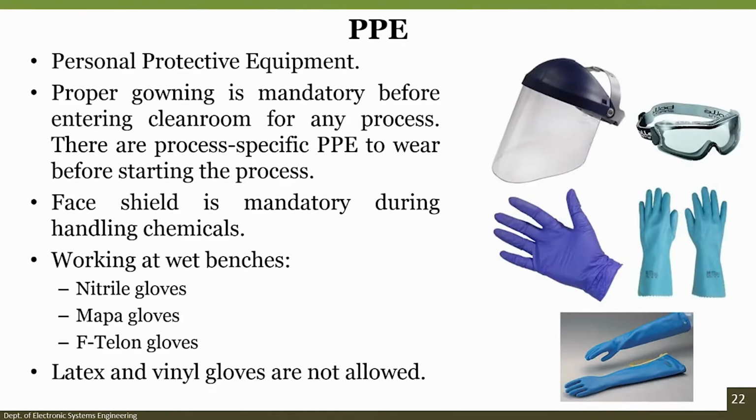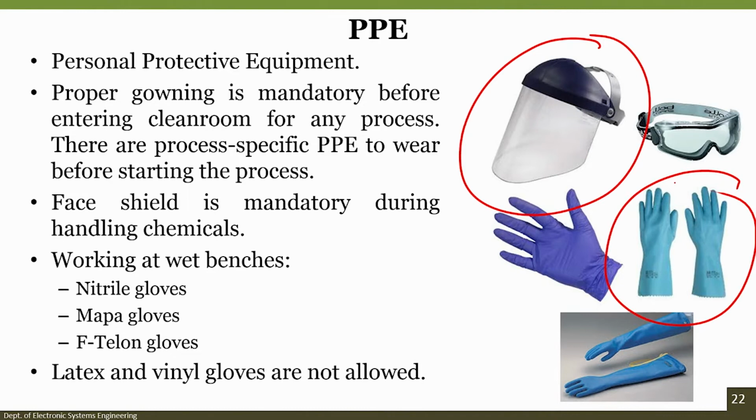So further in PPE, we also have to understand the face shield, the mask, the gloves, and safety glasses. The face shield is used when we go for wet etching. Generally, when there is an acid bench, there is extra protection that we have to take. Same thing, we have to wear different kinds of gloves, particularly when we work in the acid bench environment.